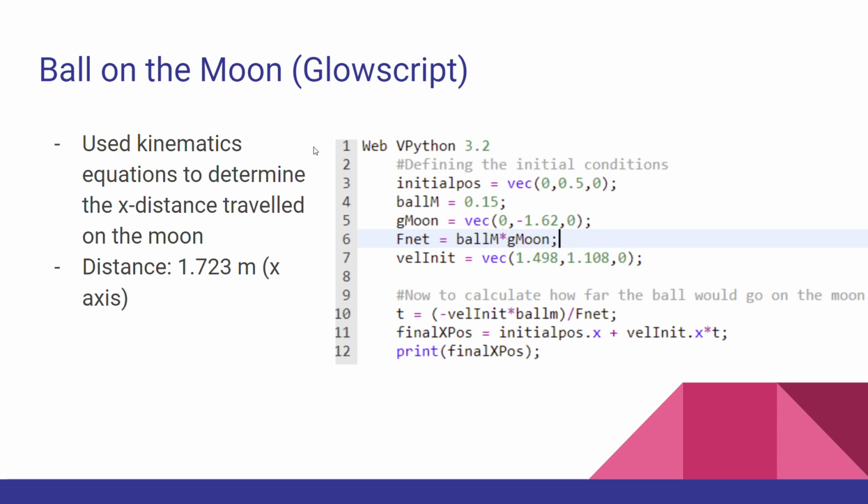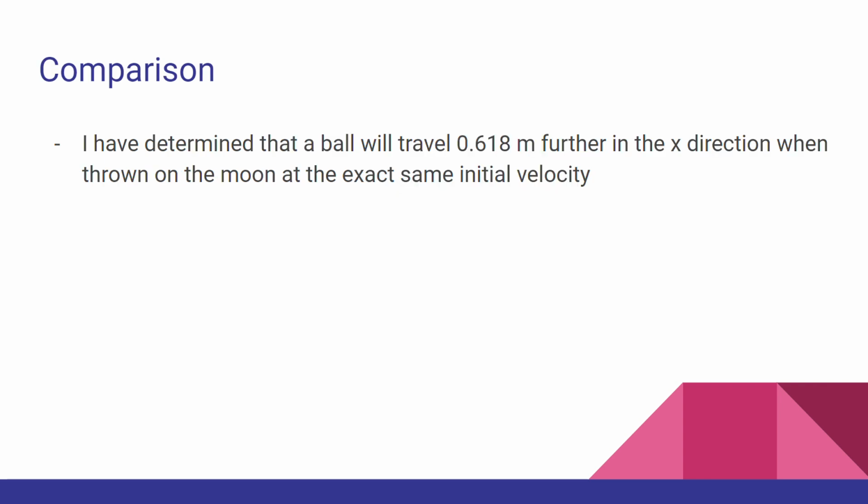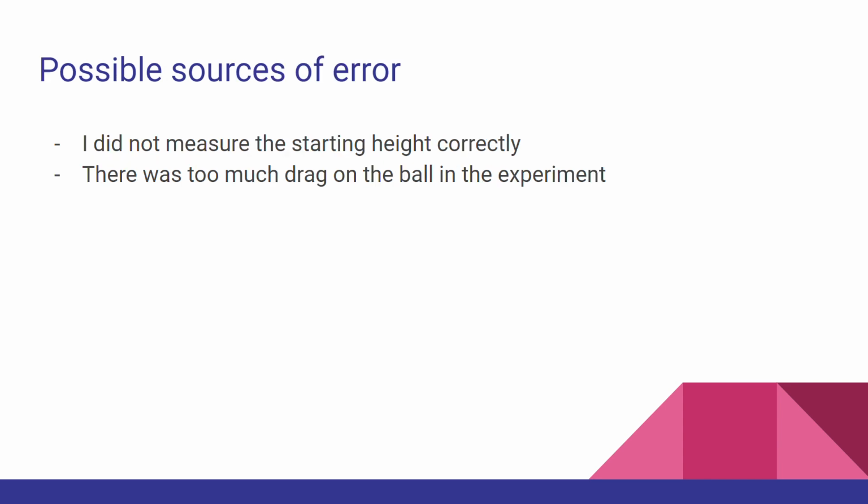I found that on the Moon, if I had thrown it with the exact same initial velocity, the distance traveled would be 1.723 meters in the x direction. So the comparison between these two is that the ball would travel 0.618 meters further in the x direction when thrown on the Moon at the exact same initial velocity as compared to being thrown on the Earth. And then some possible sources of error could have been I did not measure the starting height correctly, and there was too much drag on the ball in the experiment since I filmed this outside and it was a little bit windy.